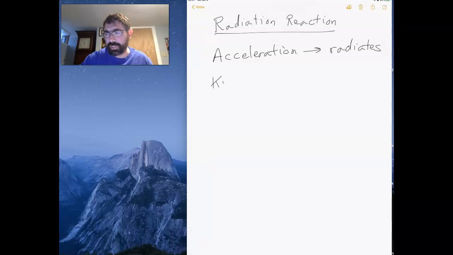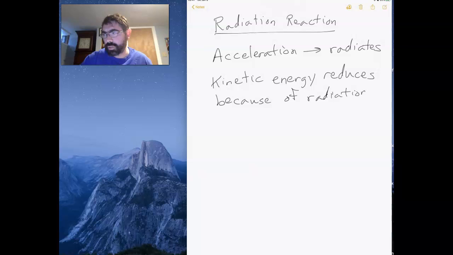So I would say that the kinetic energy reduces because of radiation. Well, a change in kinetic energy would then imply work, that there is work being done. And if there's work being done, then there must be a force being applied. So the question is, does all of our logic we've built up through classical physics match with what we're seeing in the case of a radiating electric charge?